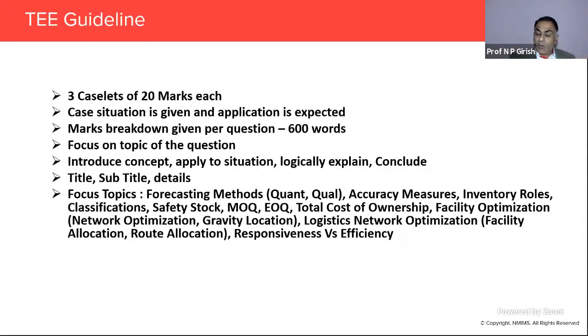That is what I'm talking about, the gravity location model. What is that particular model? What all do you consider? Based on that, I consider possibly Noida as a better place. You can conceptually talk about it. Okay.